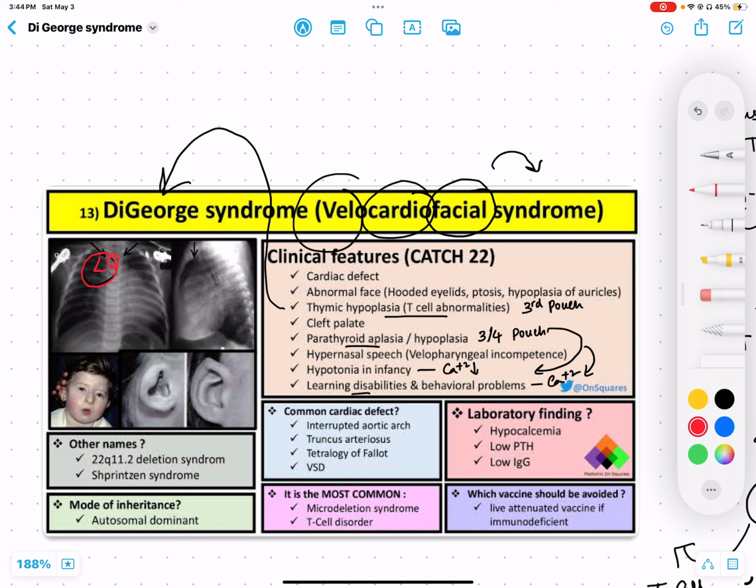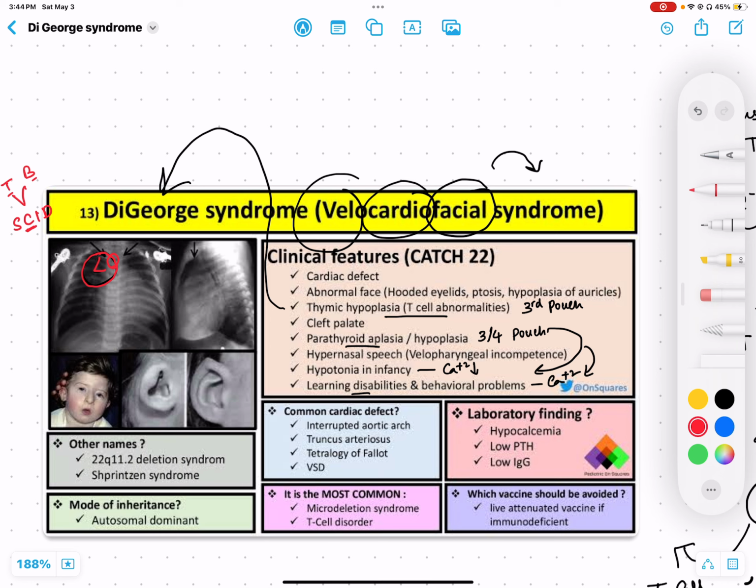There is this absence of the sail sign in other syndromes as well. We have severe combined immunodeficiency. Combined means both T and B cell again. So you can also see that there. It's not just in DiGeorge syndrome. So this is that characteristic sail sign.